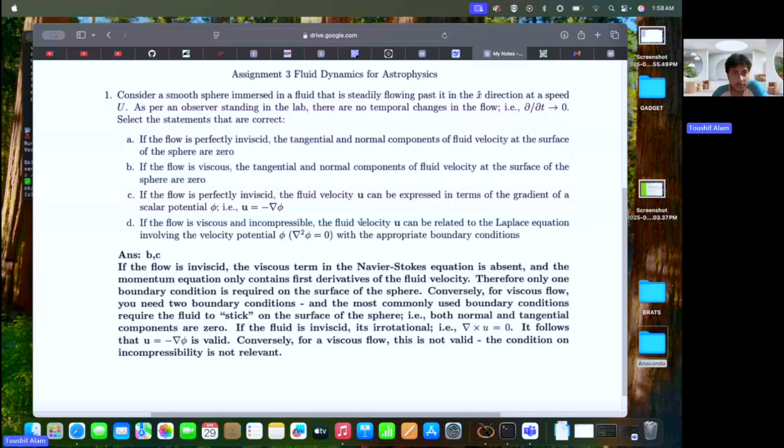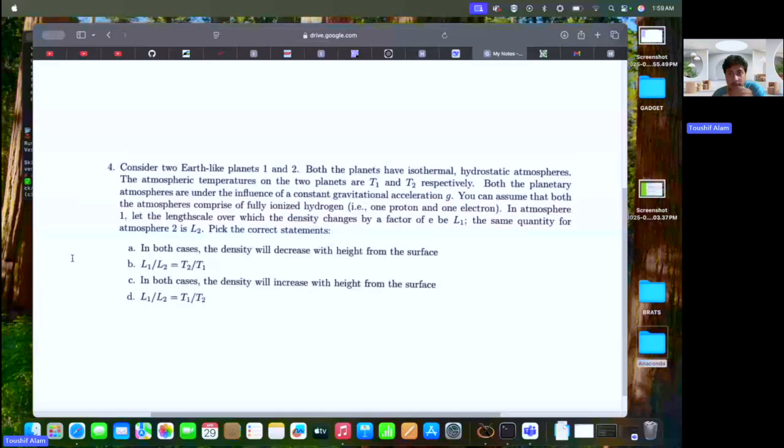Now you see question number 4. Consider two Earth-like planets, 1 and 2. Both the planets have an isothermal hydrostatic atmosphere. The atmosphere temperatures on the two planets are T1 and T2. Both the planetary atmospheres are under the influence of a constant gravitational acceleration g. You can assume that both the atmospheres comprise fully ionized hydrogen, one proton and one electron. In atmosphere 1, let the length scale over which the density changes by a factor of e be L1. The same quantity for atmosphere 2 is L2.